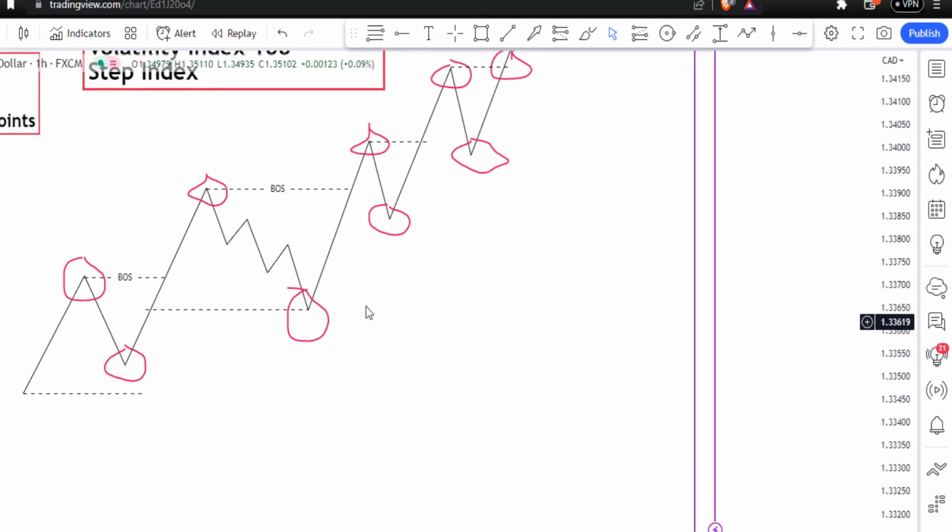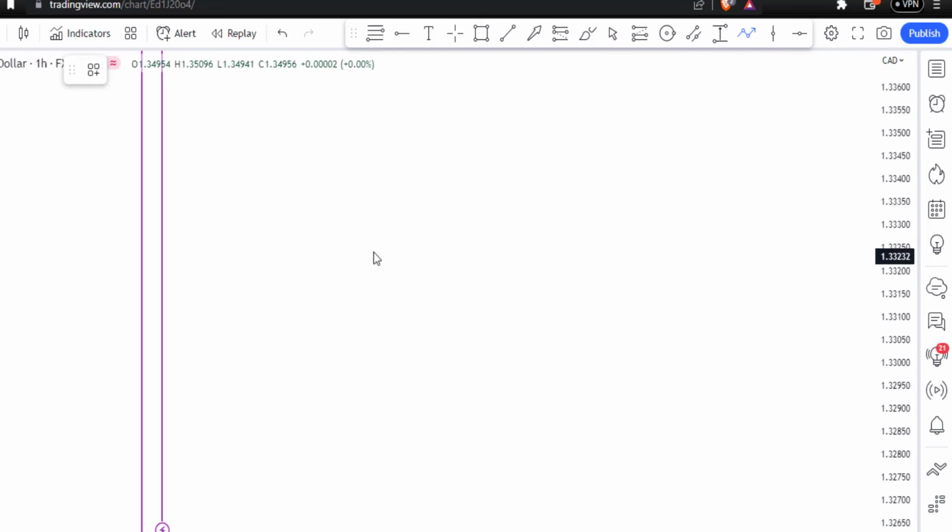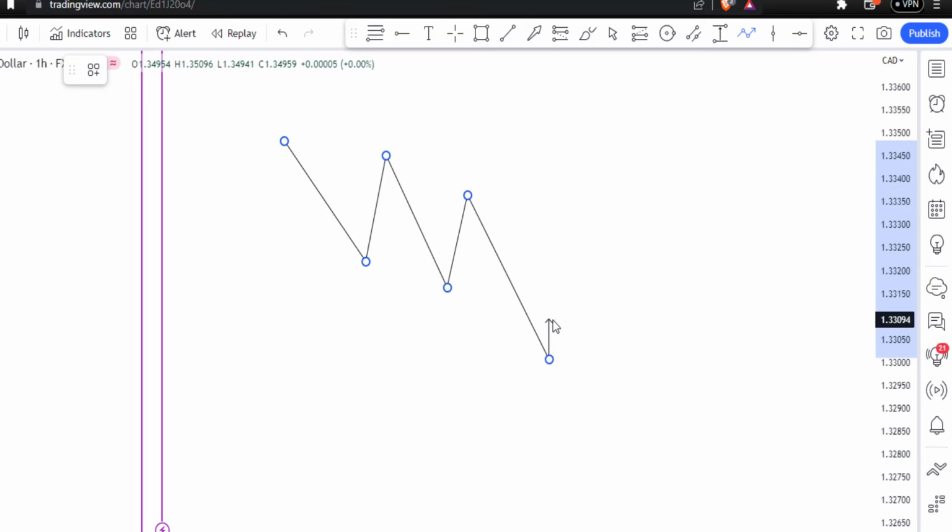A downtrend is the exact opposite of this. When you see the market creating something like this, pushing down, having a retracement, pushing down, having a retracement, pushing down, having a retracement like this, you can call this a downtrend.